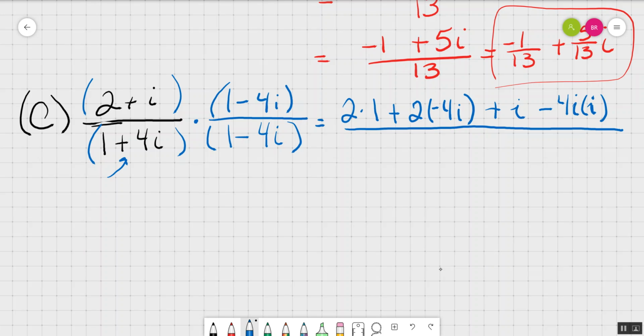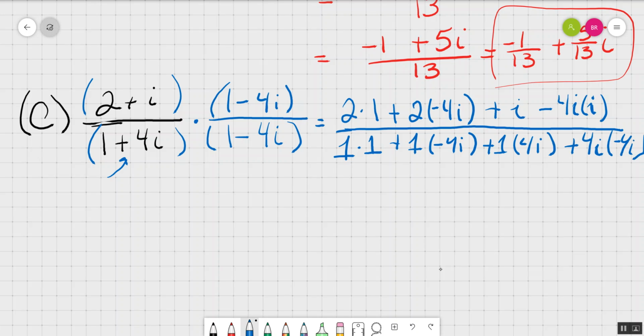Alright, denominator time. Let's do the denominator. 1 times 1, my firsts, my outer, 1 times negative 4i, my inner, plus 1 times 4i, and then my lasts, 4i times negative 4i. Okay, let's fix this up so that I can hopefully make it fit better.